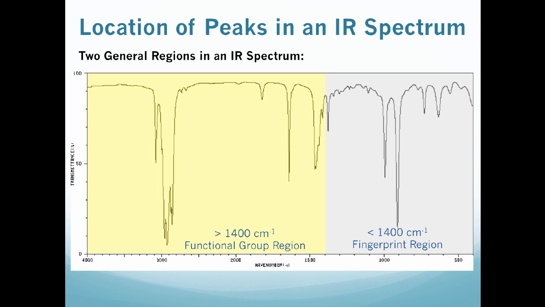To the left of 1400 wave numbers, so greater than 1400 wave numbers, that is our functional group region. And that's the region we're going to spend the most time looking at. To the right, which is less than 1400 wave numbers, that's called the fingerprint region. We'll be able to get a little bit of information out of this region, but often it's polluted with a bunch of bending frequencies and things like that. So it's often hard to pull specific details out of the fingerprint region, so we'll mostly focus on the functional group region.